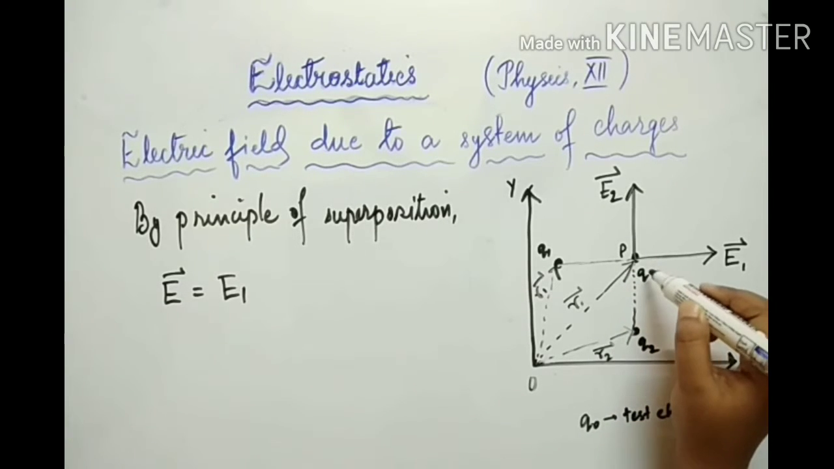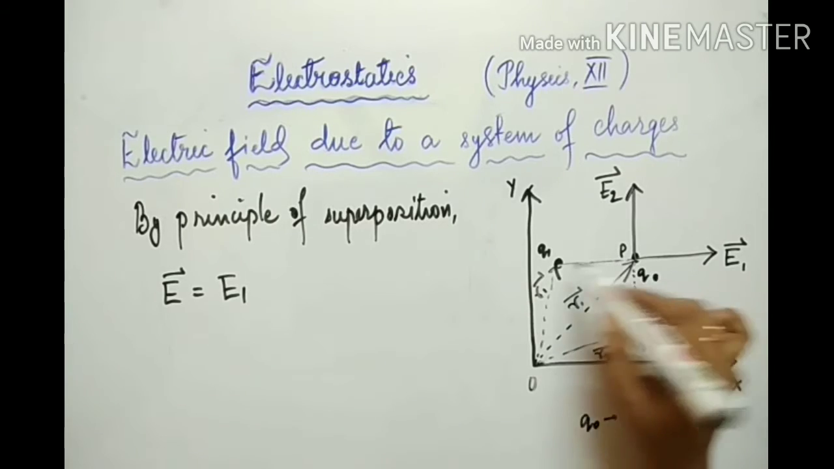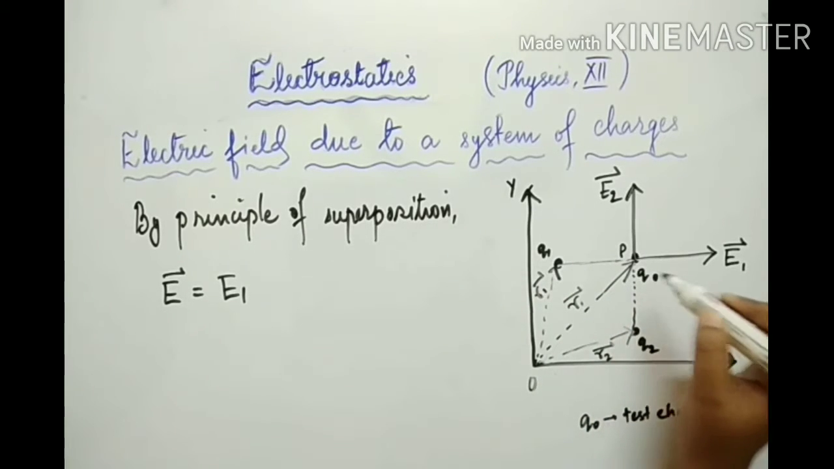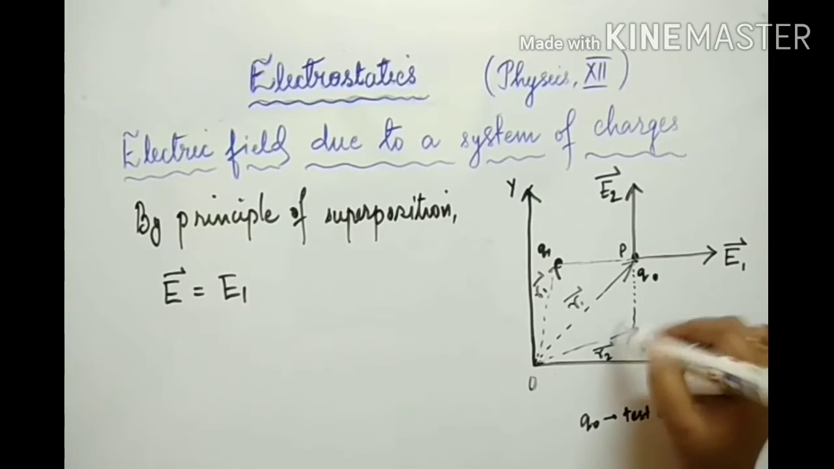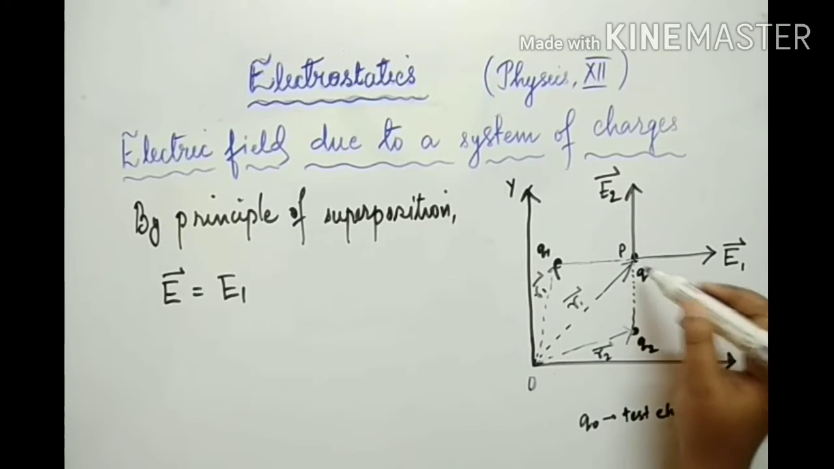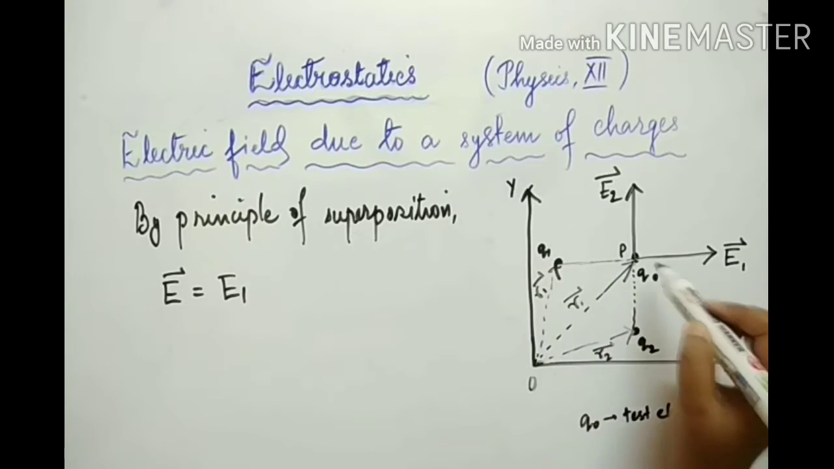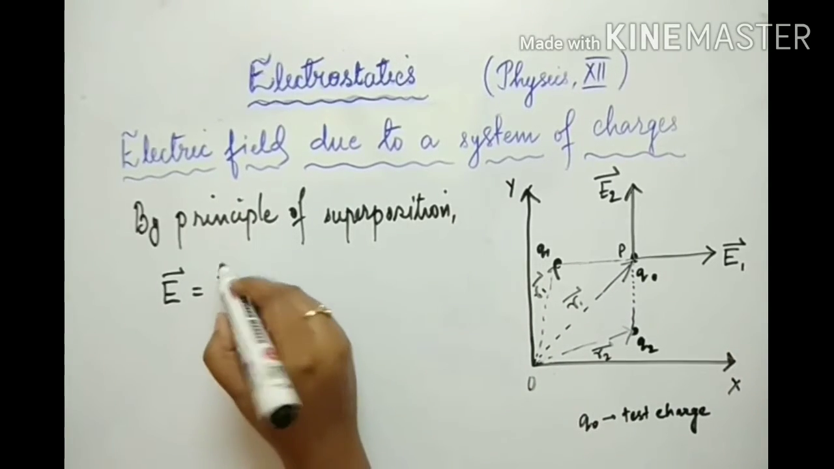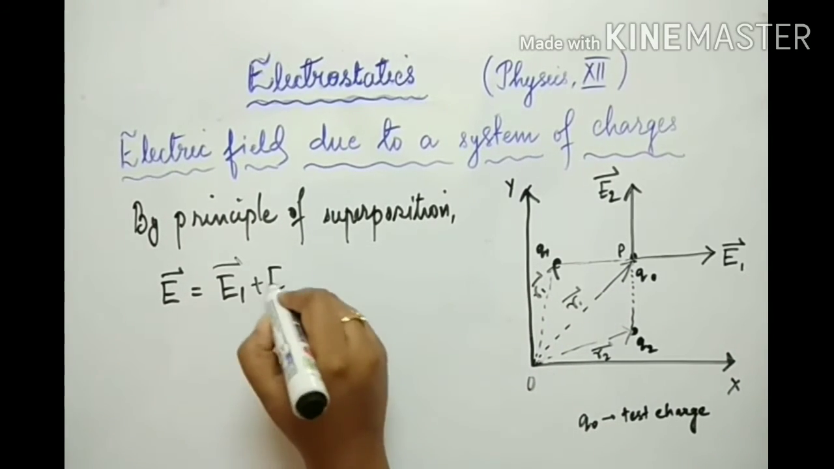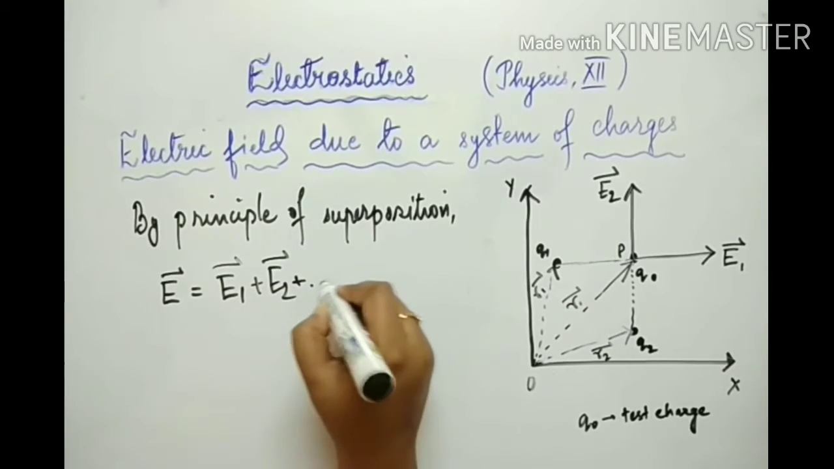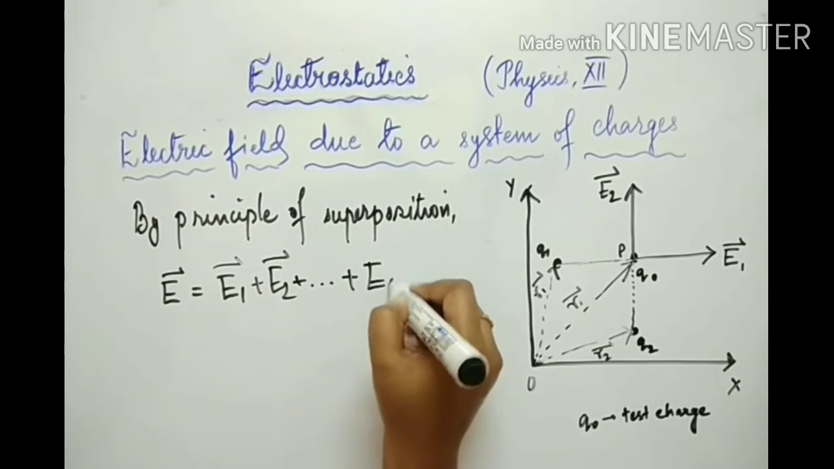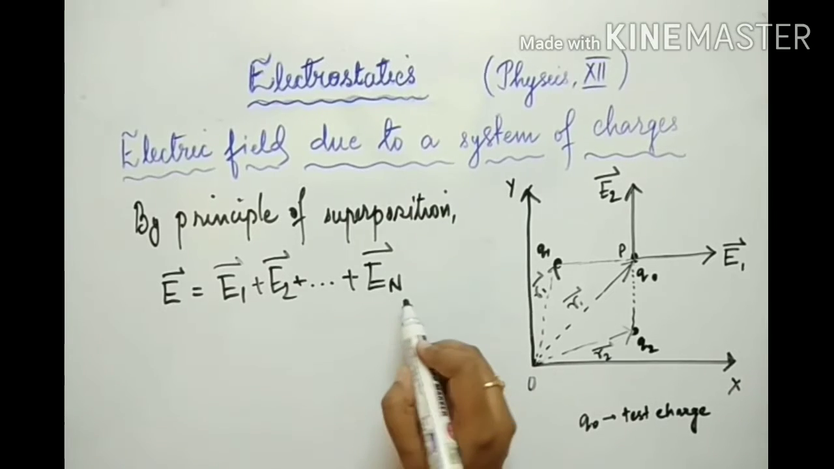That is, on this Q0 the individual electric field due to Q1 is E1. We assume that this charge is not present, and again when we calculate the electric field on this due to this one, we assume that this is not present. Okay, so the resultant electric field will be E1 plus E2 plus dot dot dot plus En. So it will go up to En if there are n number of charges.